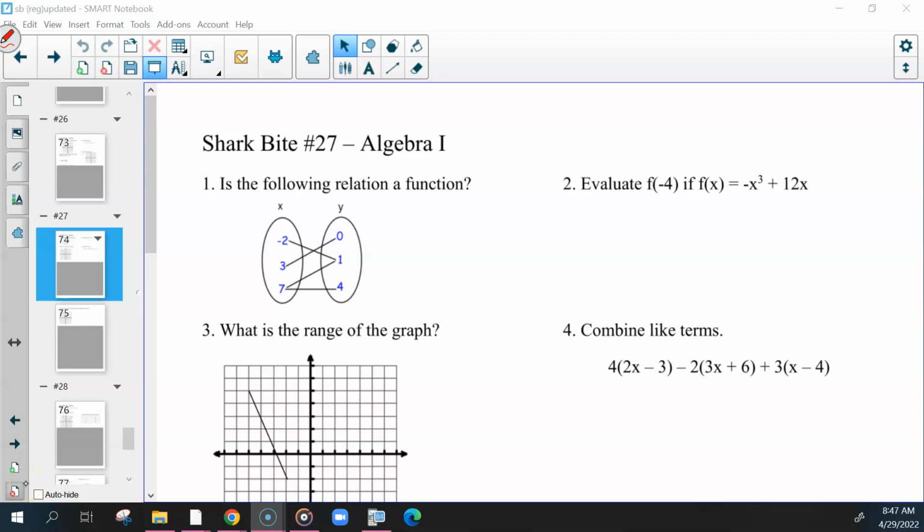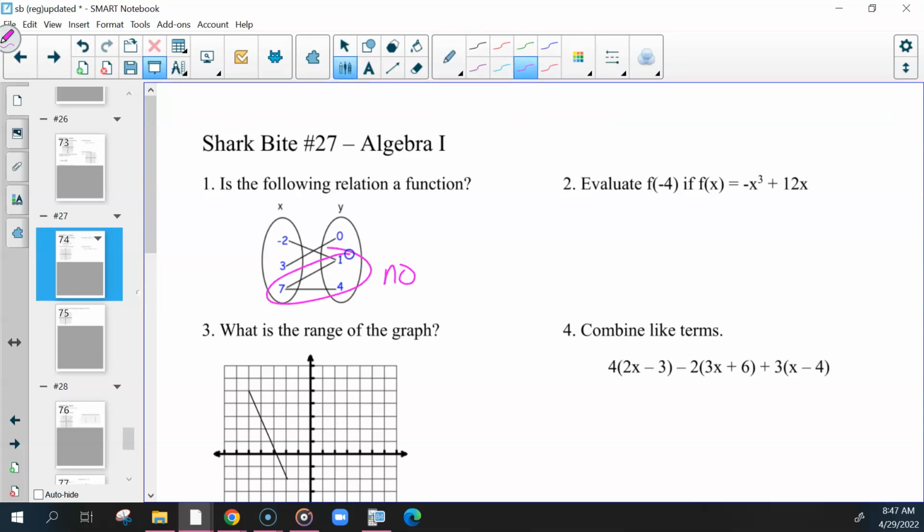Is this a function? No. What makes it not a function? Number 7 versus everything. Everyone should be paying attention.